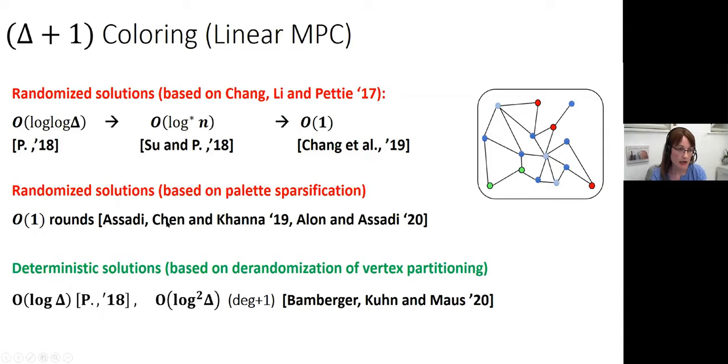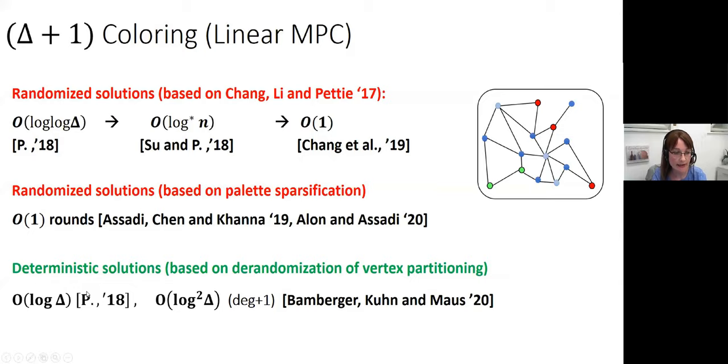And let me just say that these algorithms are randomized in the strong sense. I mean, we cannot really simulate them with bounded independence. They have this shattering effect that I'm going to maybe mention later on. So it's really going to be hard to de-randomize them just by using a small seed. We also had some previous deterministic solution in this log delta regime to the problem.